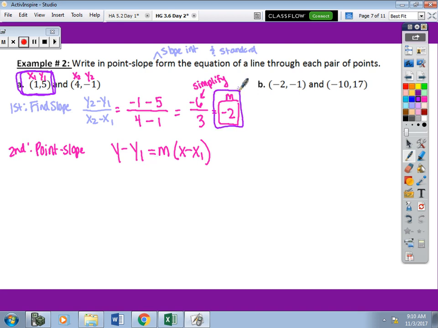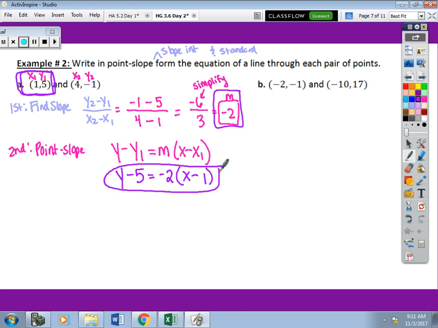And then we're going to apply the slope as well. So we just have to look up what is y1. y1 is 5, so this will be y minus 5, equals m, which I just found to be negative 2. And then we have x minus x1. x1 we have labeled as 1.